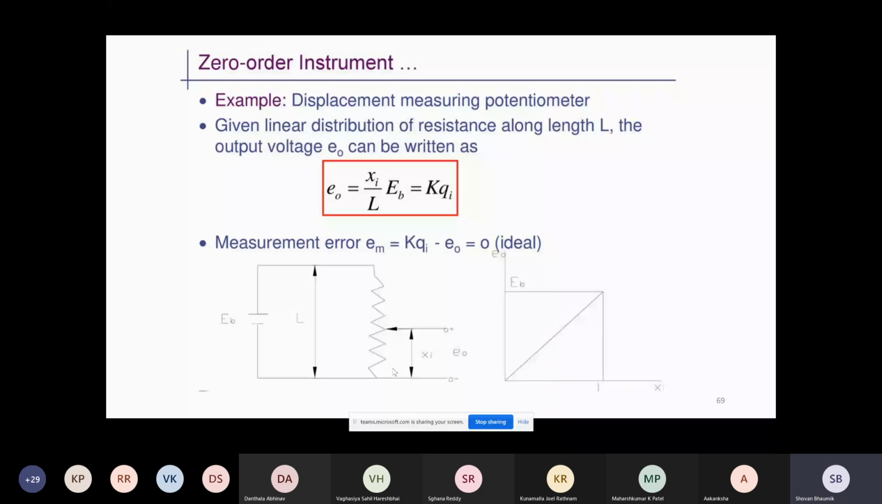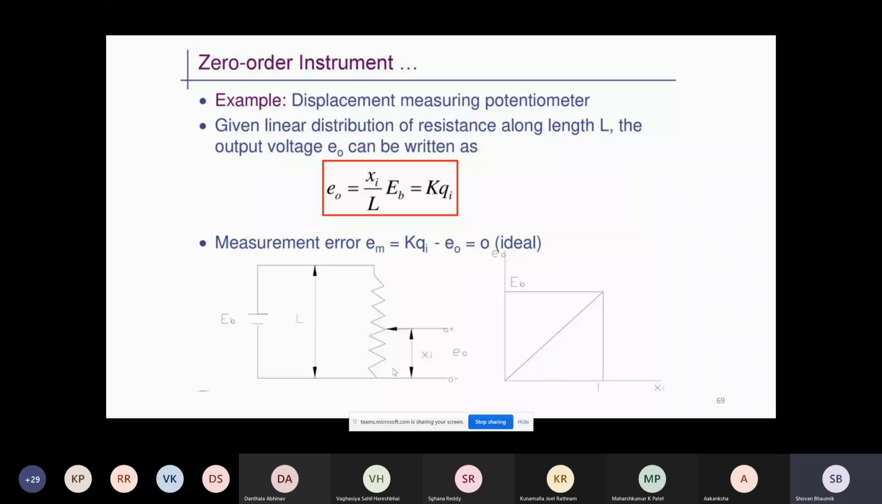And you see that the gain is K, which is EB by L, and we know that high gain is very important. So if you increase the voltage EB, the gain will be high, or the sensitivity will be high. And what will be the measurement error? The measurement error will be Em, meaning K Qi minus E0, which is 0 for the ideal condition. We are not assuming random disturbance and all those things.